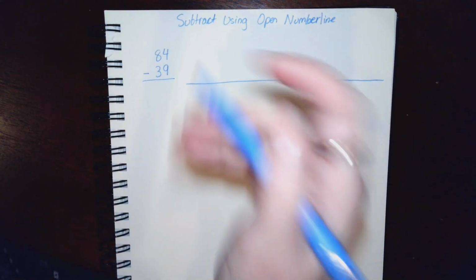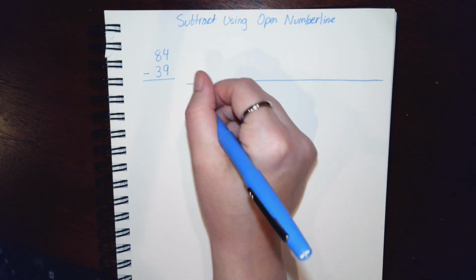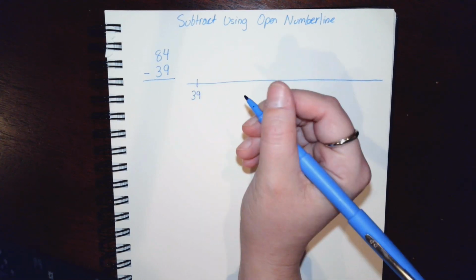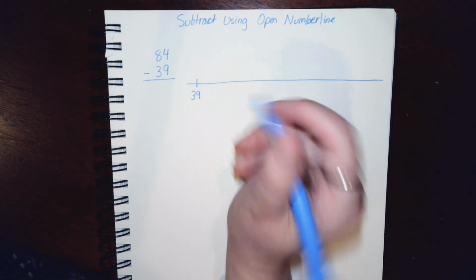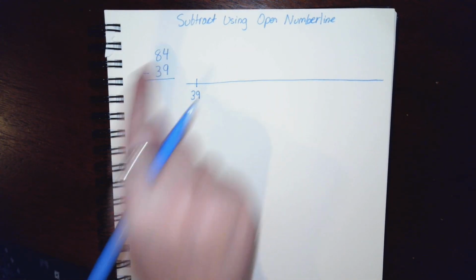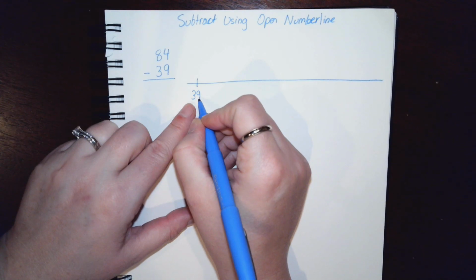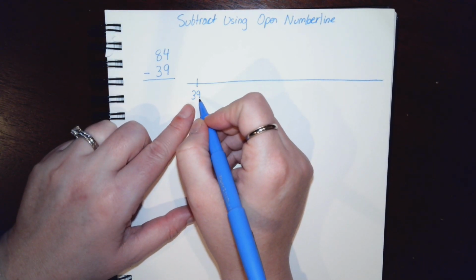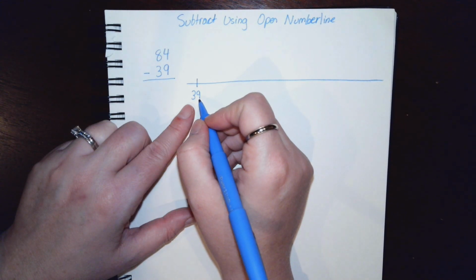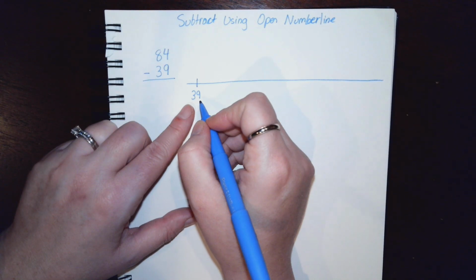So I'm going to start with the smallest number, and the smallest number is 39 that I'm looking at. My goal is to get to 84. Okay, so I'm starting at 39. Your best bet is to always get to that decade number. What do I mean by decade number? Those are your tens. 10, 20, 30, 40, 50, 60, 70, 80, 90, 100.